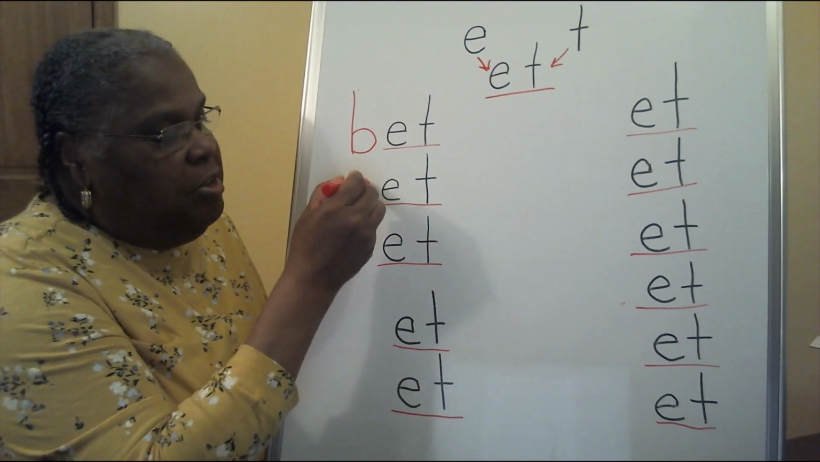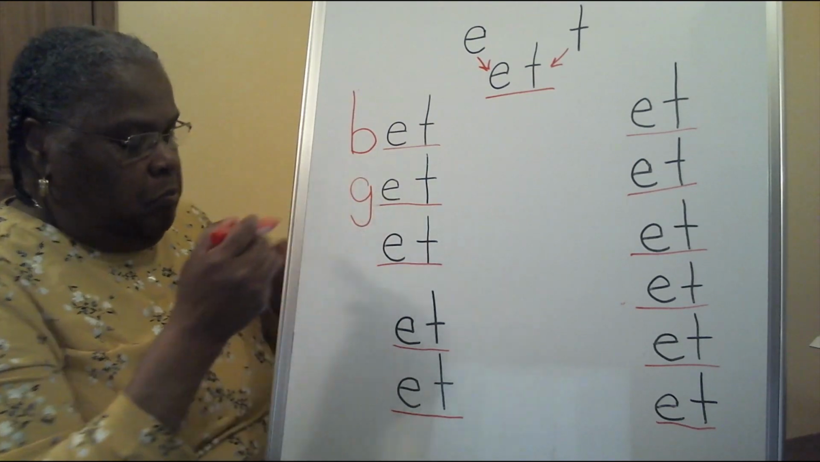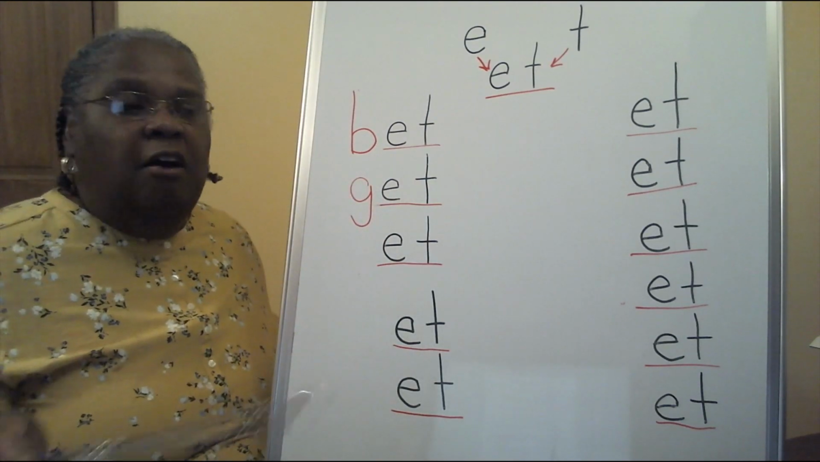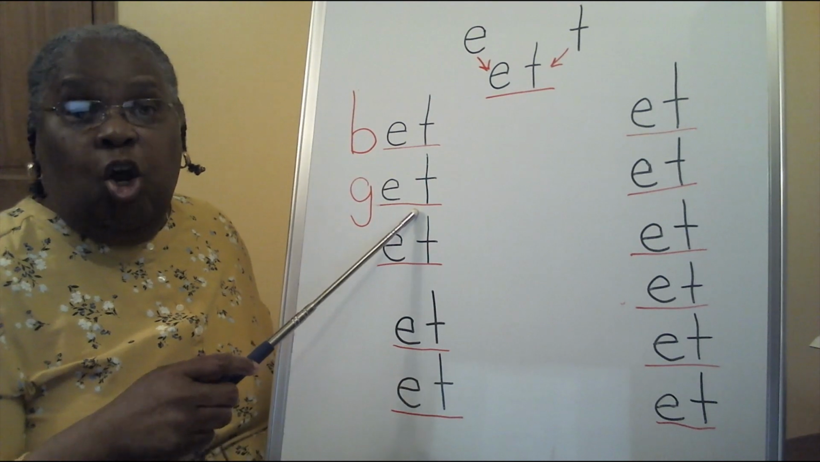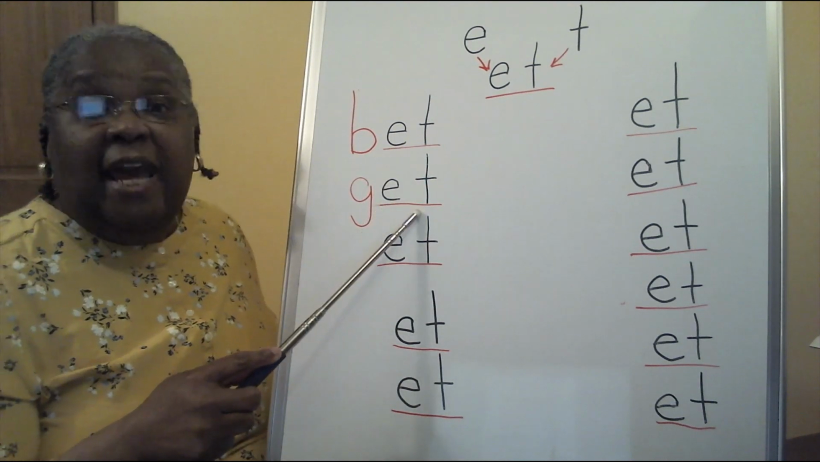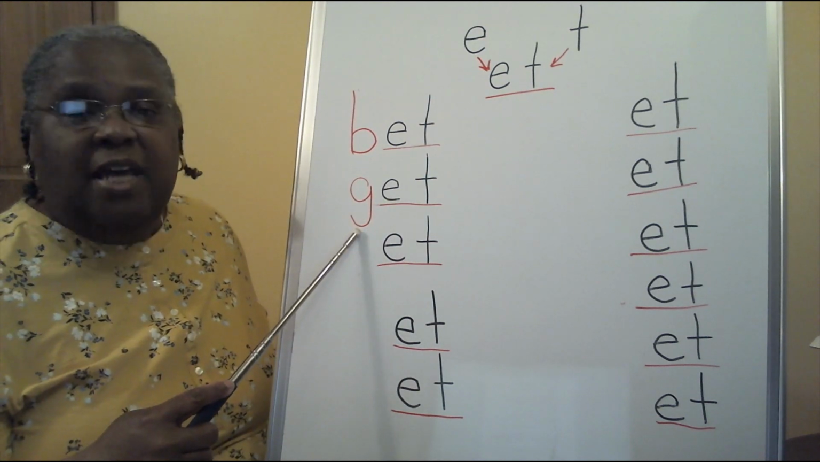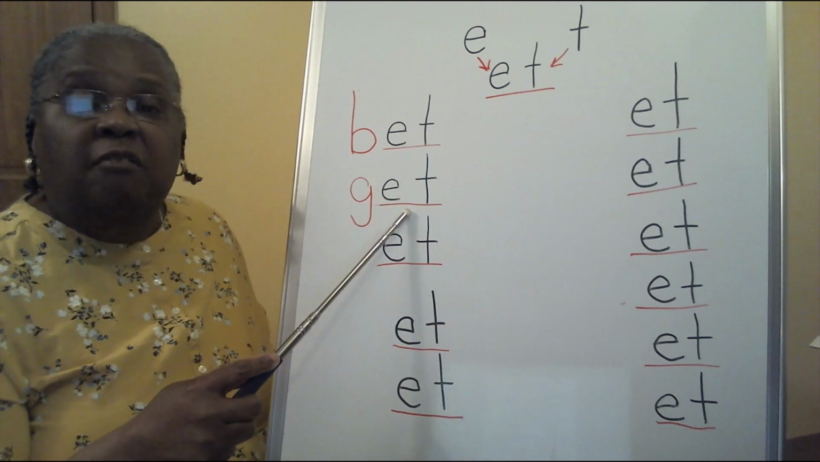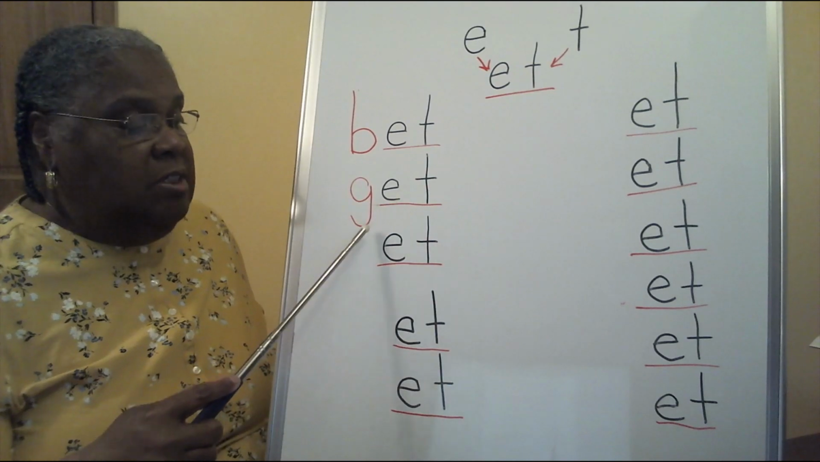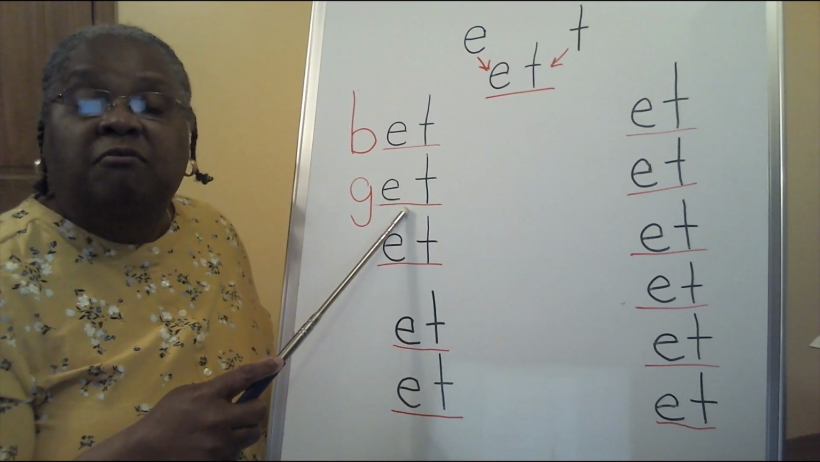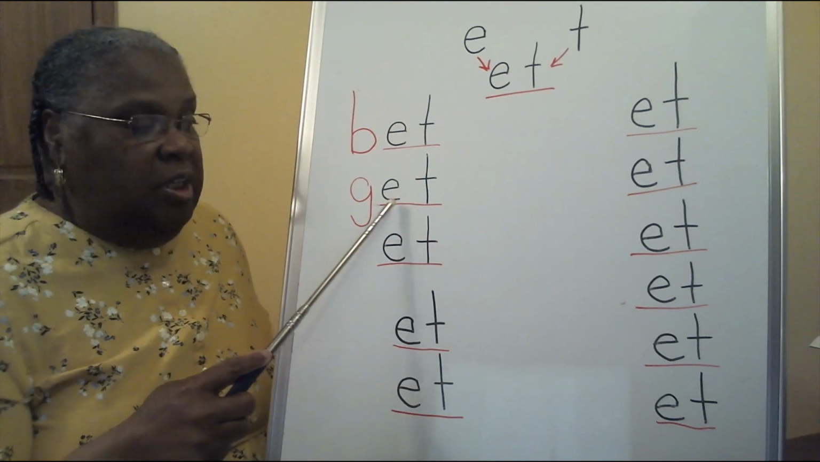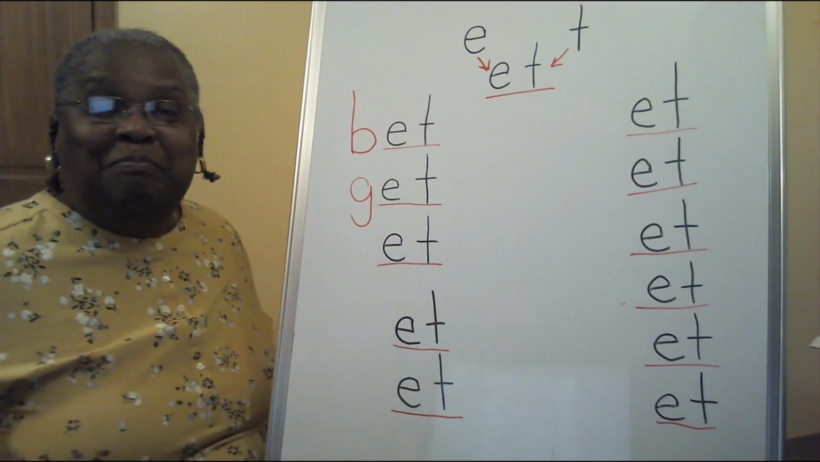When we put the letter G at the beginning of the blend et, we form the word get. Let us sound out the word together. Say the G sound, g. Say the sound of the blend, et. Now say the G sound and the sound of the blend together smoothly, get.